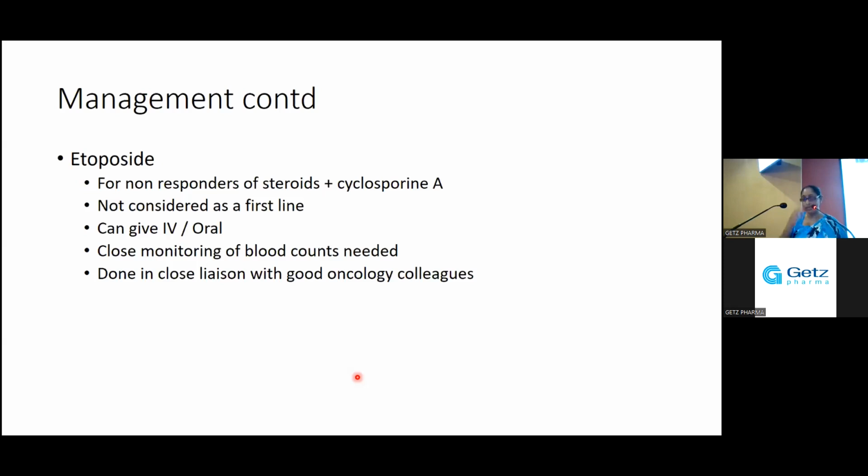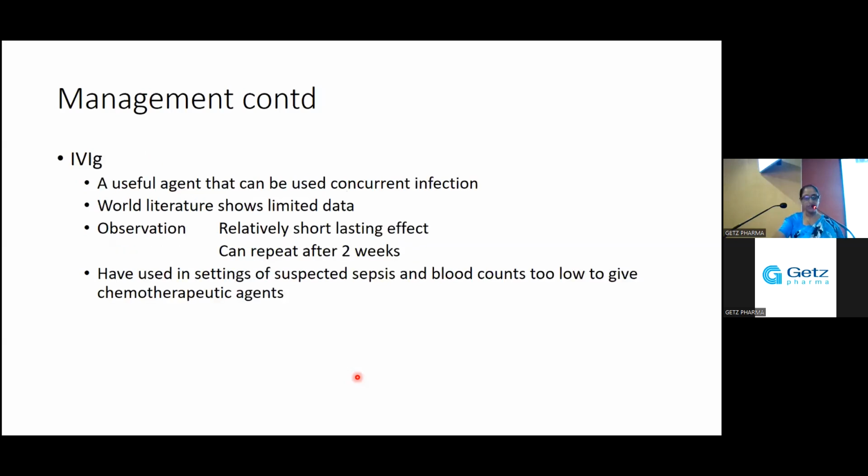Sometimes, once or twice, we had to give colony stimulators, but it's not advisable because when the counts drop and you give colony stimulators, you get more macrophages from the colony stimulation also. So then you have to juggle a bit with the existing agents. Then you can use IVIG, which is a very good addition. So how to use IVIG?